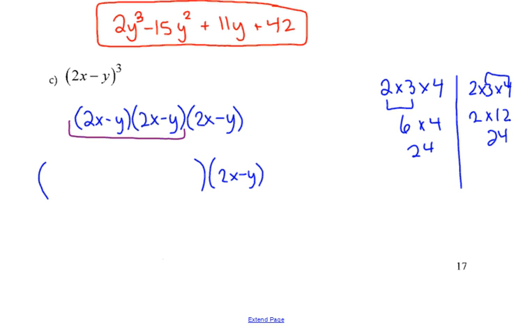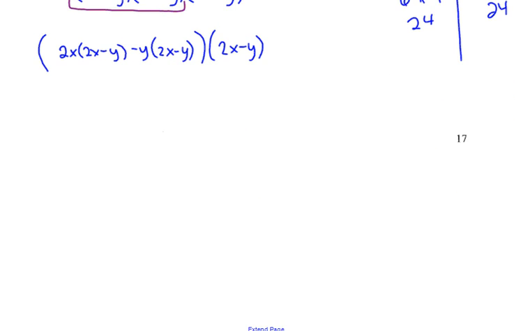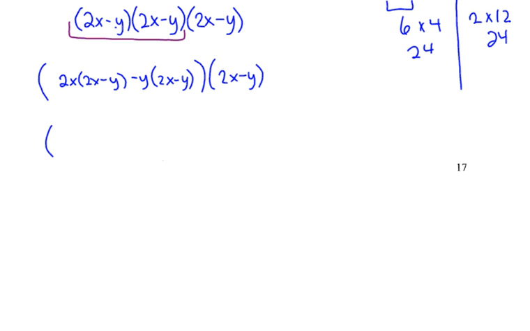So how would we multiply him? What would it look like inside here? 2x times 2x minus y, and then the minus y times the 2x minus y. So there's kind of a lot of brackets here. We might want to use square brackets. I'm not sure. So inside this bracket, what does it look like now when we expand that?